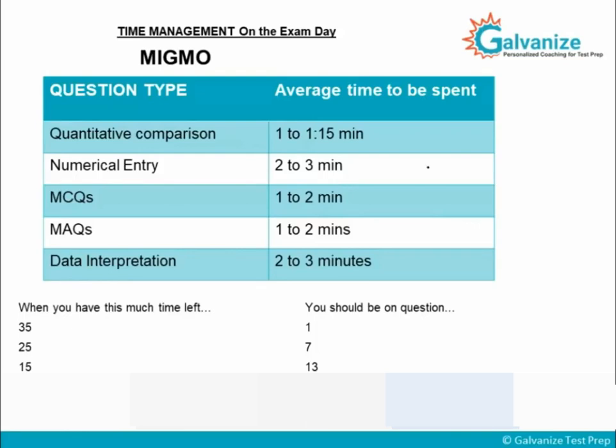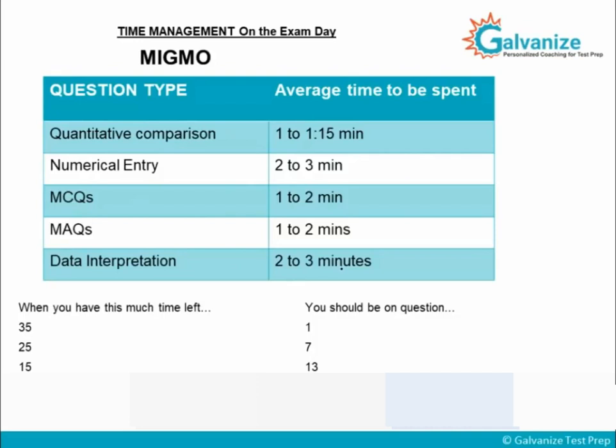And numeric entry question, since you have to make sure that your answer is correct, there is a double checking that is required here because there are no options given to look at. You just have to write the answer in the box that's provided. So you should be very, very careful. Sometimes it might require an analytical approach. So 2 to 3 minutes of your time is required per numeric entry question. MCQ is 1 to 2 minutes. MAQ is 1 to 2 minutes.